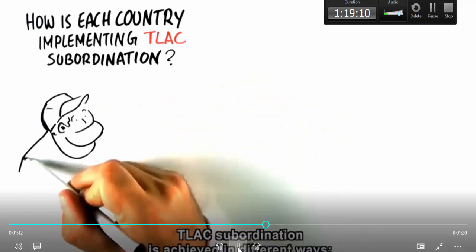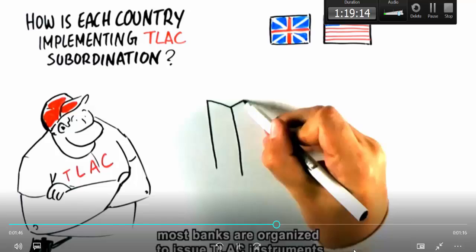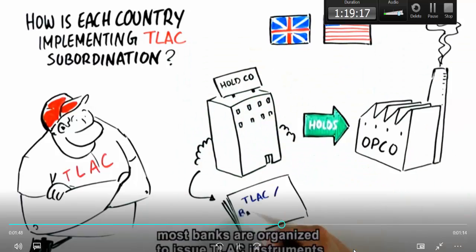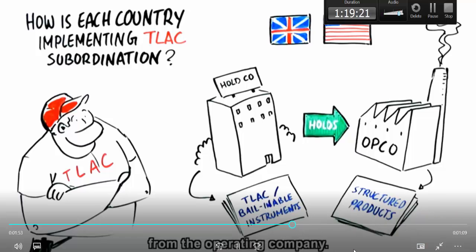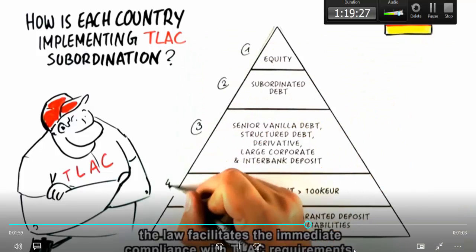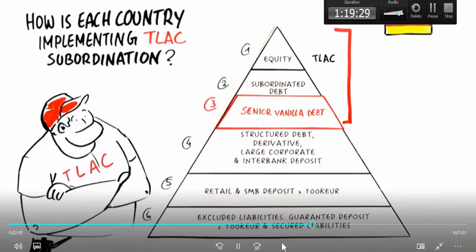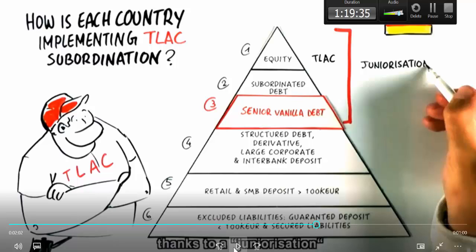TLAC subordination is achieved in different ways. In the US and UK, most banks are organized to issue TLAC instruments from the holding company and structured products from the operating company. In Germany, the law facilitates the immediate compliance with TLAC requirements. Thanks to a junior... Notice the way, sorry for interrupting, the way they do it like a pyramid.